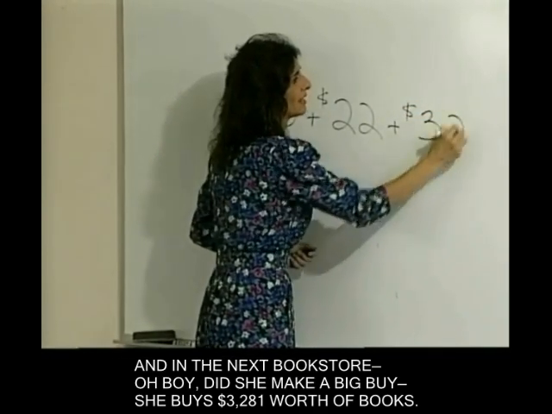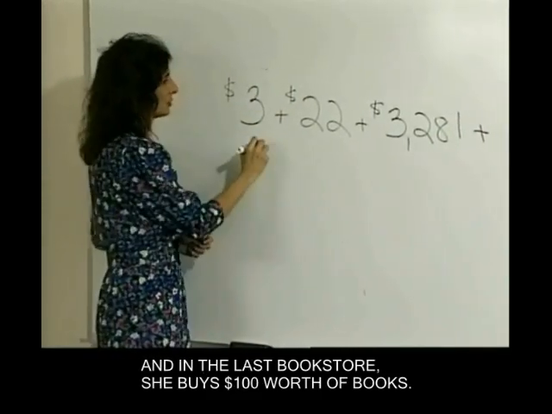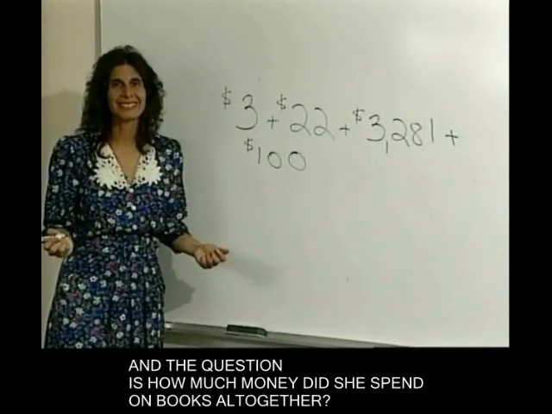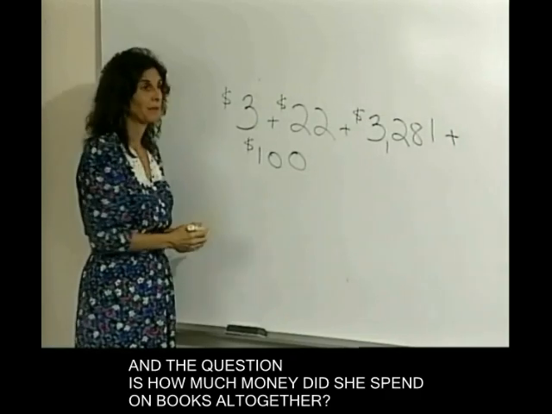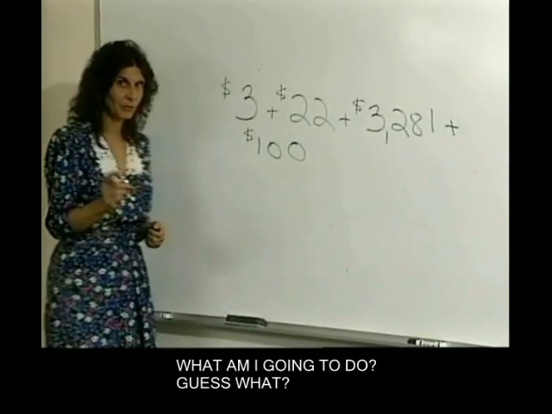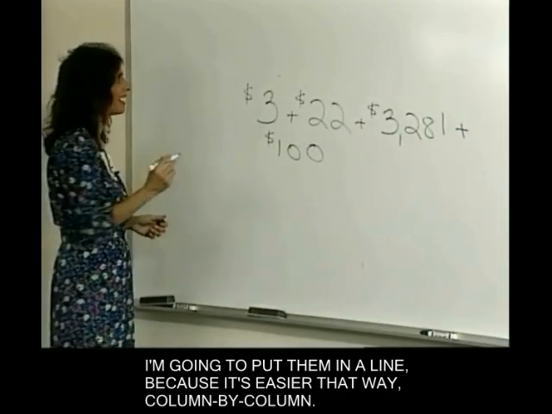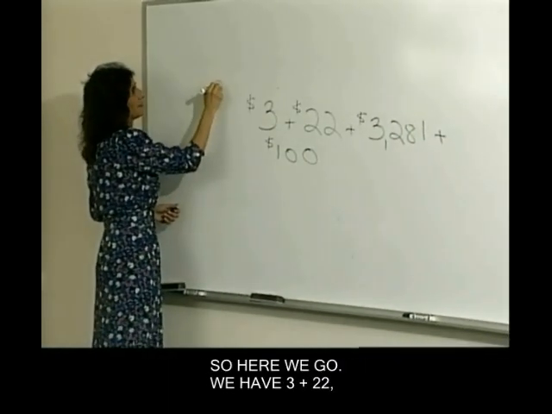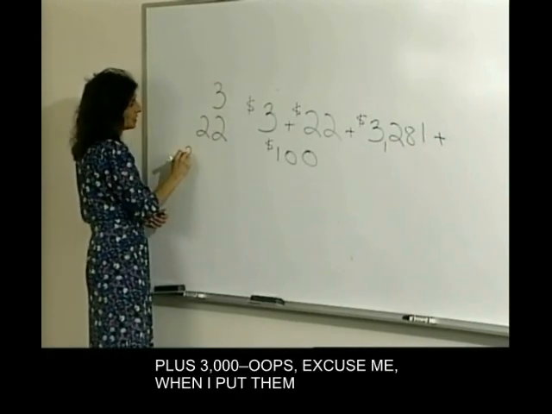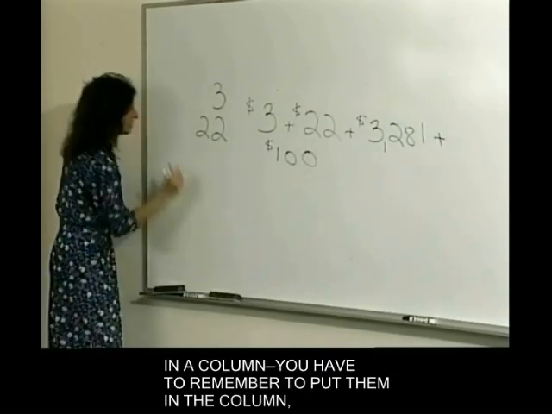And in the next bookstore, oh boy, does she make a big buy. She buys $3,281 worth of books. And in the last bookstore, she buys $100 worth of books. And the question is, how much money did she spend on books altogether? What am I going to do? I'm going to put them in a line because it's easier that way, column by column. So here we go. We have 3 plus 22 plus 3,000. Oops, excuse me, I want to put them in a column. You have to remember to put it in a column, and I had it in the wrong column.